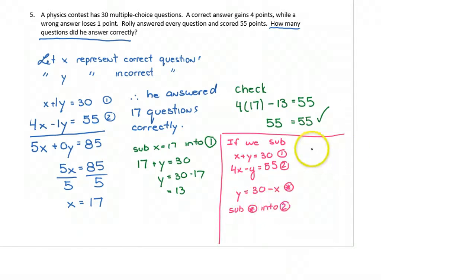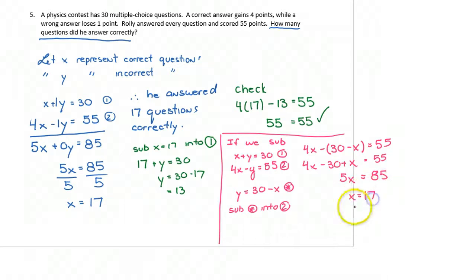So we get 4 times x minus, and make sure you put these brackets here because it's minus the whole thing. So we get 4x minus 30 plus x equals 55. A little algebra, 5x equals, add 30 to both sides, is 85. So x is equal to 17. Of course, you could continue from there. The pink here is completely excessive, but I just want to demonstrate you can do this with substitution, but I think in this case elimination is the better approach.